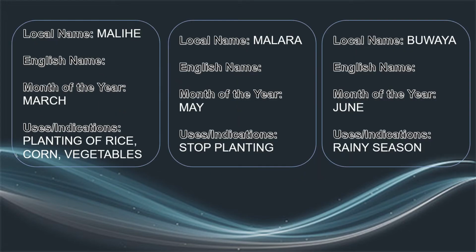And some other constellations don't have English names. We have the local name Malihe. It is visible during the month of March, indicating the planting of rice, corn, and vegetables. We also have Malara. It appears during the month of May, indicating to stop planting. And we also have Buwaya. It appears during June, and it's the start of the rainy season. Those are some constellations that ancient Filipinos created their own names for.